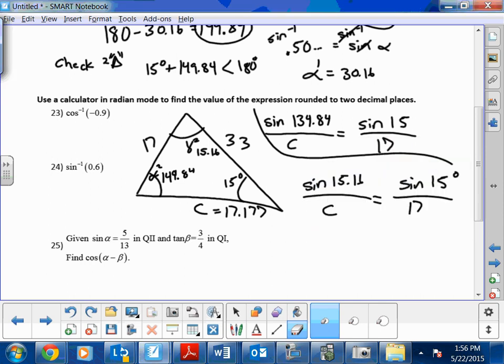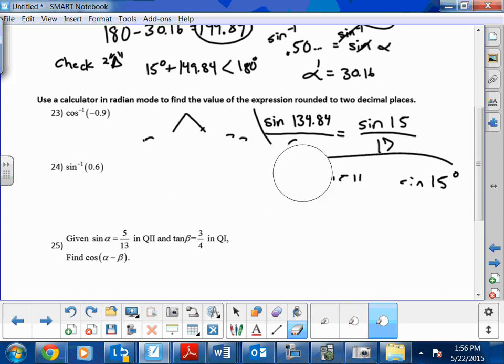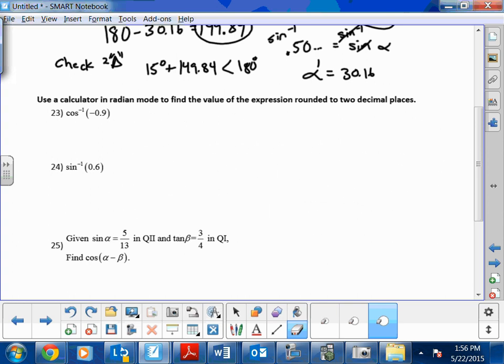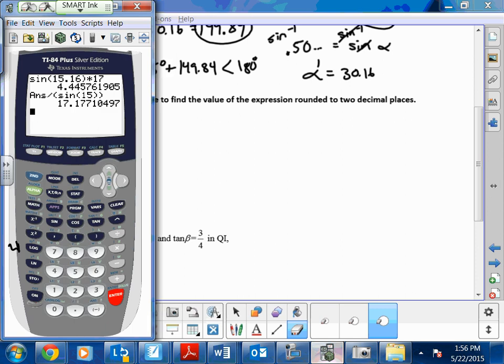Continuing. Let's go ahead and do the calculator portions of this. Now, let me go ahead and erase all this. Remember, you can always go back and see the work that I did. Now, this one, they want us to use a calculator in radian mode to find the value of the expression rounded to two decimal places. So this is going to be fairly simple for you to do. Just got to make sure you got the right mode.